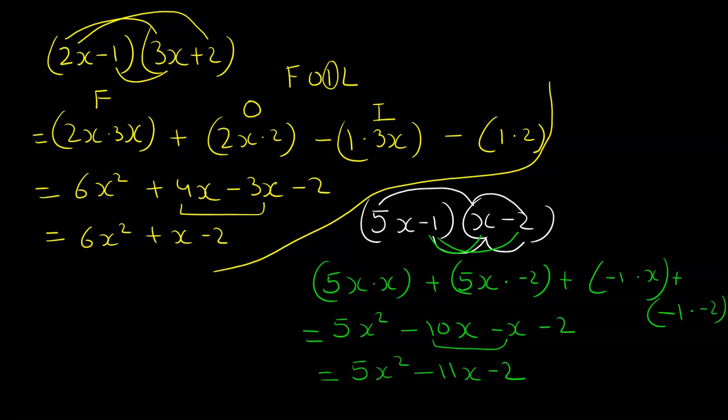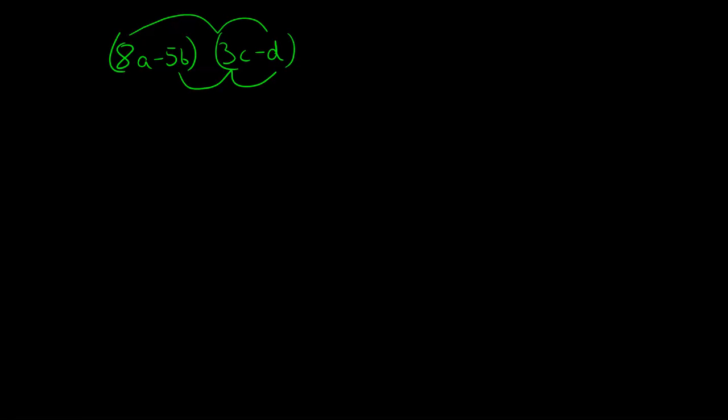Let's take a look at one more example, very similar, just with different variables. I want you to try it at least for the first step. This is 8a minus 5b, and we have 3c minus d. So try the first step at least, multiply 8a with this and this, and then minus 5b with this and this, and then come back and see the answer. Okay, so I hope you have tried at least once.